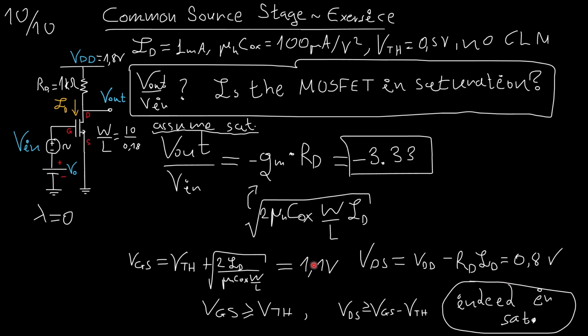How much is VGS? 1.1. How much is VTH? 0.5. So the difference is what? 0.6. How much is VDS? 0.8. So we are higher than this by 0.2 volts. So we are quite, not really deep, but a bit deep in the saturation region.